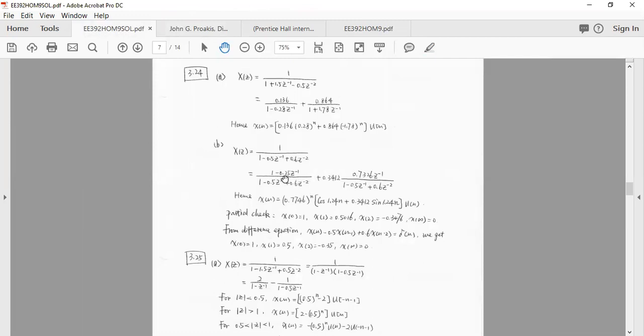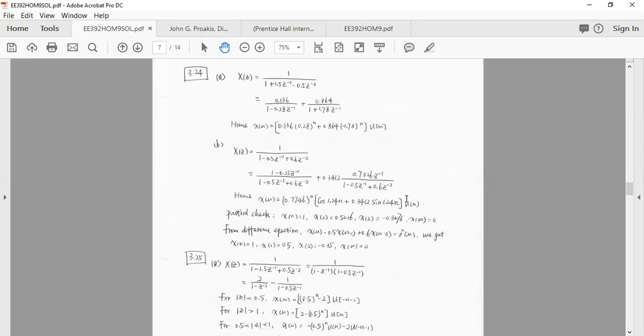We can then rewrite the inverse Z transform of this signal in terms of cosine and sine as 0.7746 to the power of n, multiplied by the term cos of 1.24n plus 0.3412 multiplied by sine 1.24n, all multiplied by u of n. So this is the inverse transform of the Z transform that is given to us.